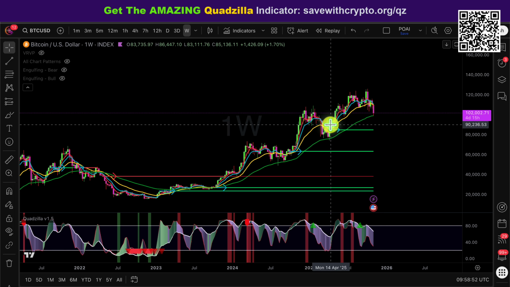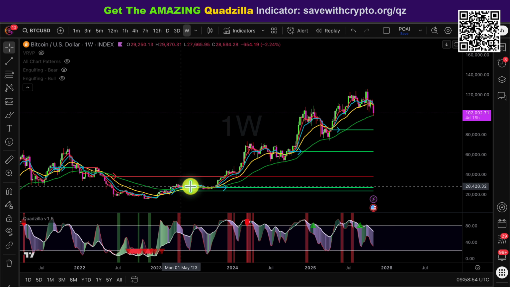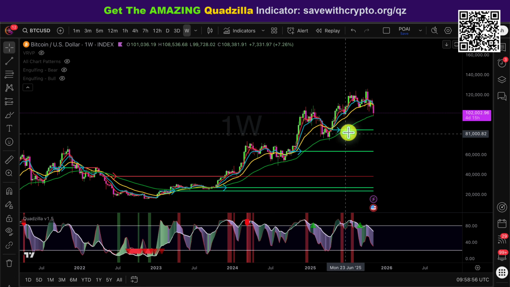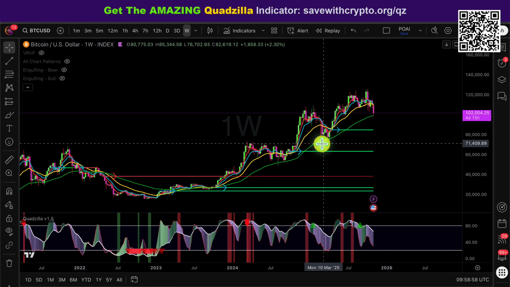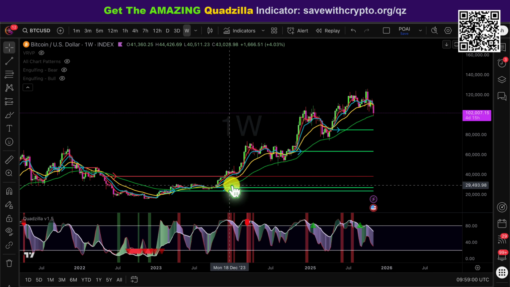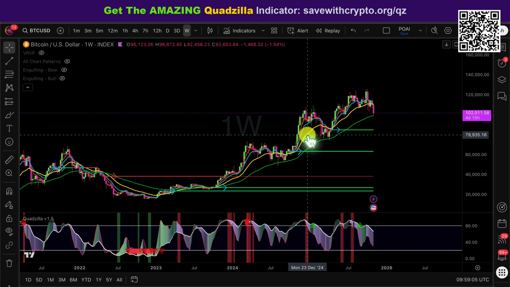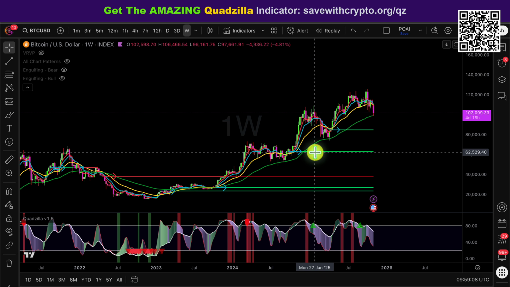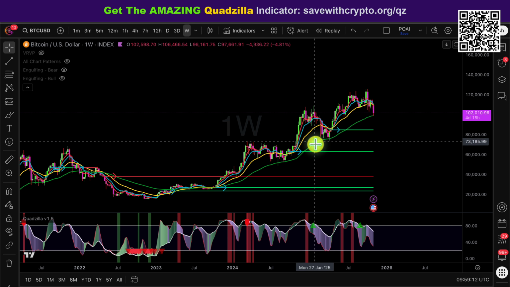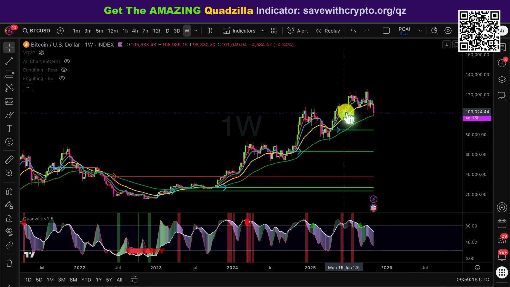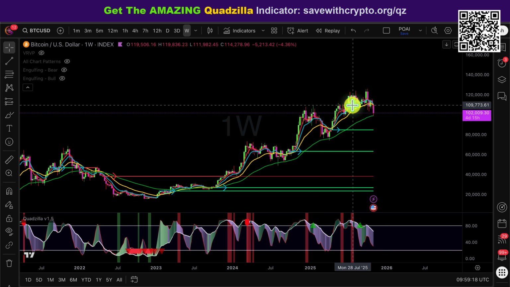But what I'm interested in at the moment is this green line here, which is a 55 EMA, an exponential moving average. By default, Quadzilla comes with these 4 moving averages. Straight out of the box, only 3 are shown: the 55, 21 and the 9. I like to add the 5, which is this red one, a very fast moving one. I mean, it does pretty much follow the price, but I just like to see it anyway.